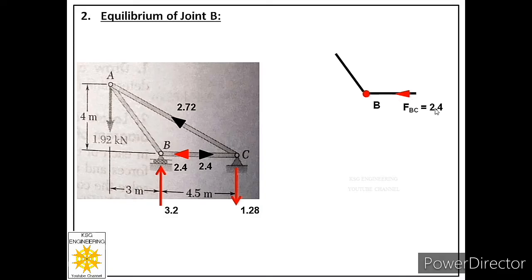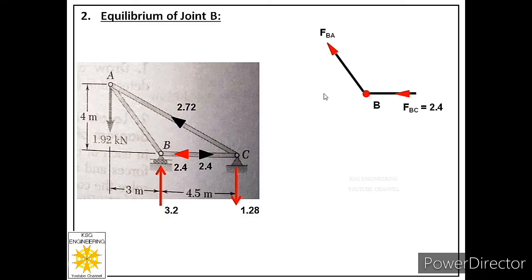Now let us label the direction in the unknown member, and that member is BA. We know that in an unknown member we assume tensile force at the start, so we have labeled the tensile force, that is away from the joint, and we have labeled it as FBA.